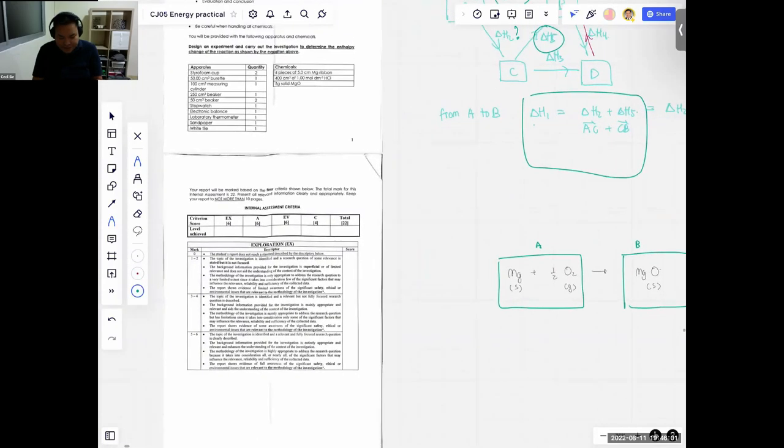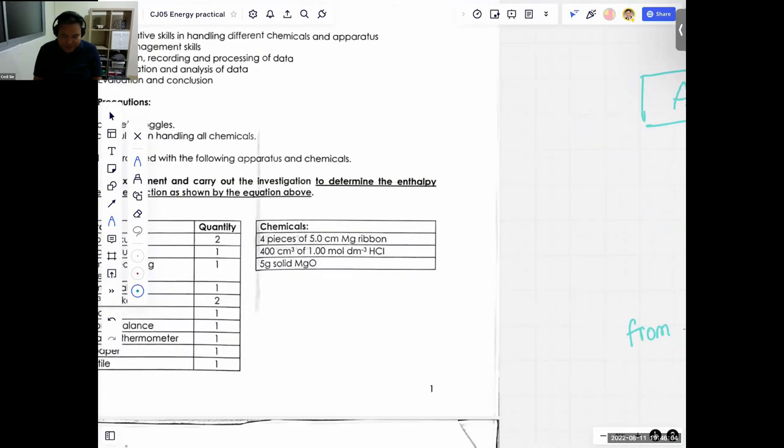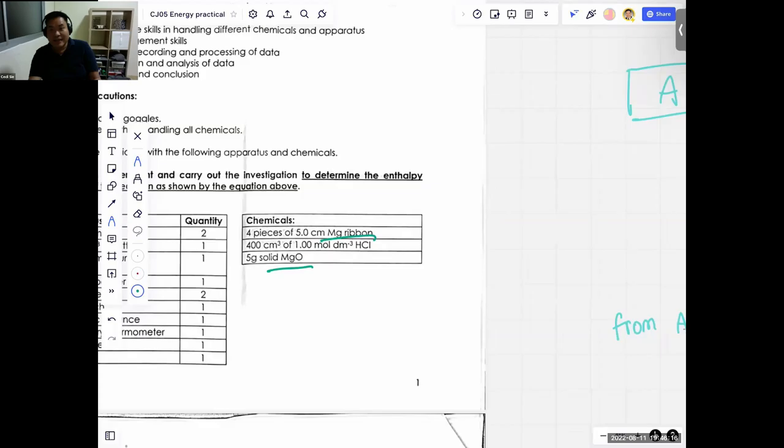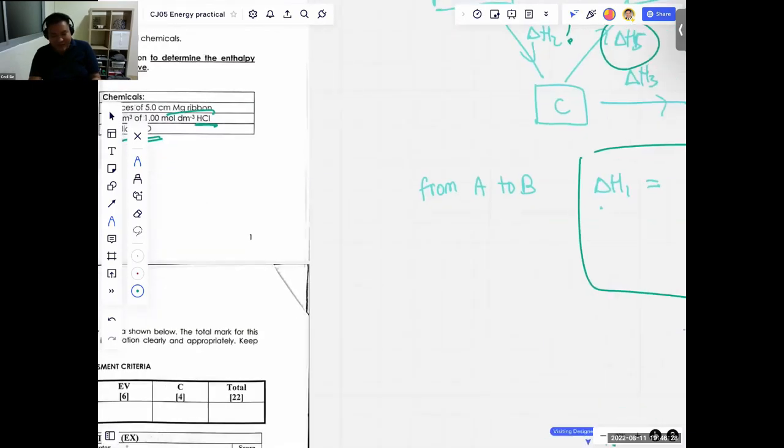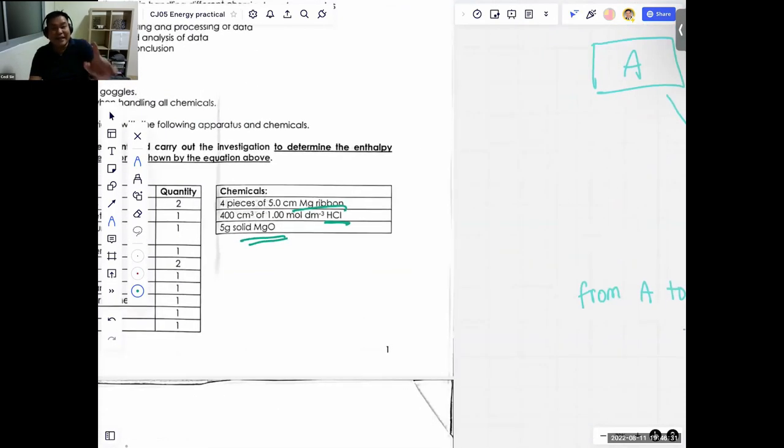They give you something: magnesium ribbon. MgO itself, they give. It's just like finding other equations. And they give HCl also. It is the acid and reactive metal. Acid plus metal. MgO itself is a base, acid plus base.